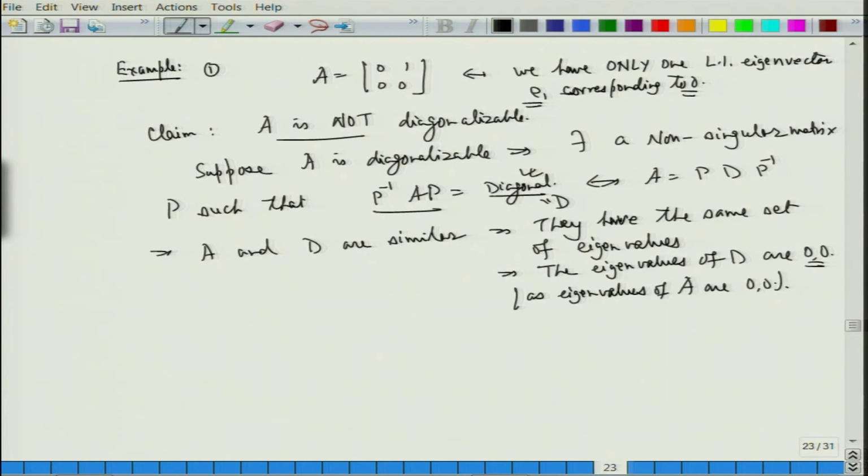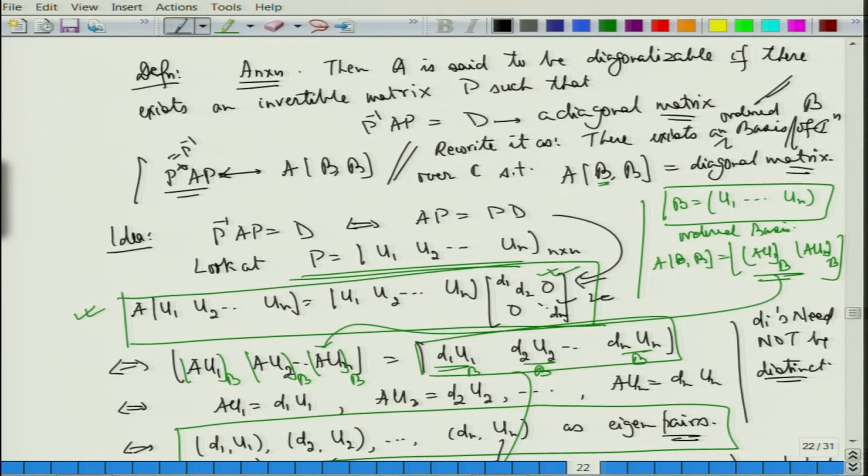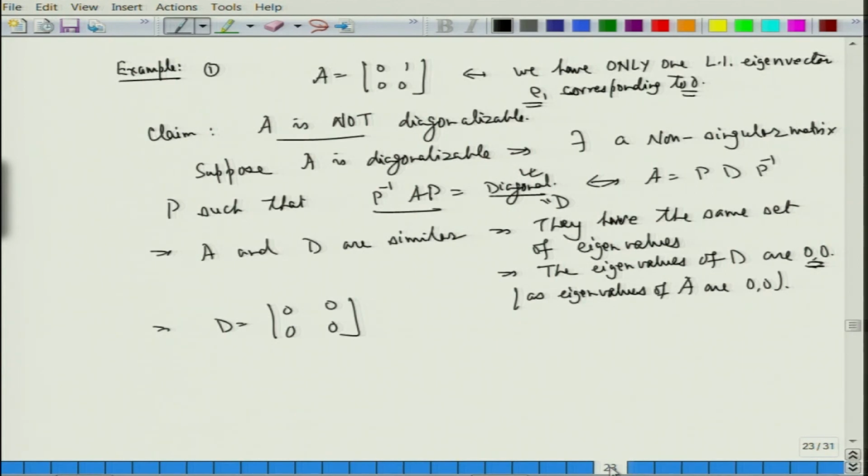Since D is a diagonal matrix and the eigenvalues are 0, D must be the 0 matrix. This implies D has to look like 0, 0, 0, 0. This is what we saw in the previous slide: D1 to Dn were the eigenvalues whenever I have diagonalizability. Therefore A will look like P times the 0 matrix times P inverse, which is the 0 matrix, but A is not 0, it is 0, 1, 0, 0. So there is a contradiction.